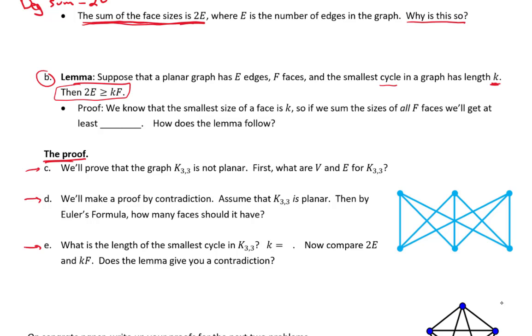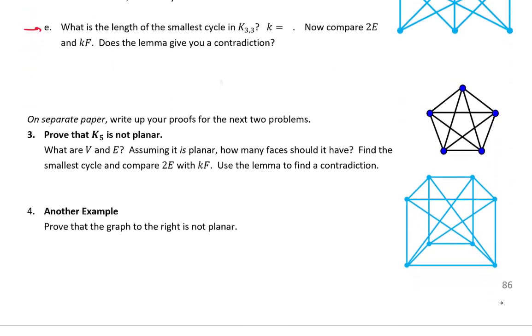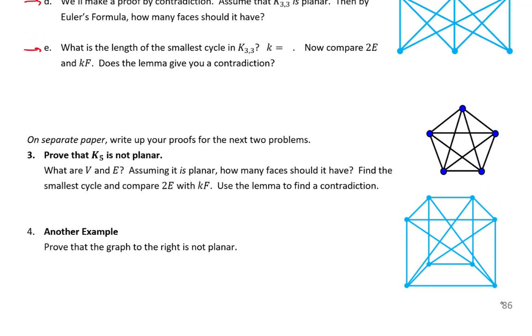Once you've stepped through those things and thought about them a little bit, there are two more questions that you can answer. On separate paper, write up your proofs to the next two problems. 3, prove that K5, the complete graph on 5 vertices, is not planar. Also, try this number 4. Here's just a random made-up graph, but you can also show that that thing is not planar.